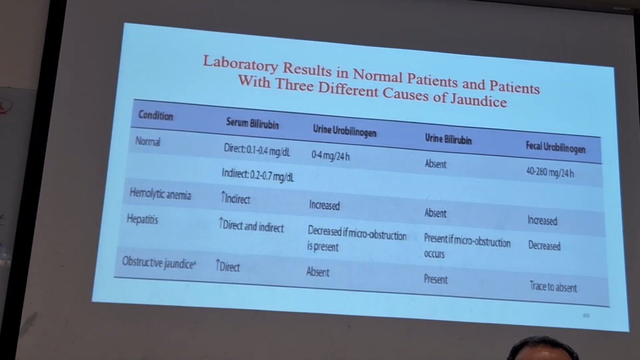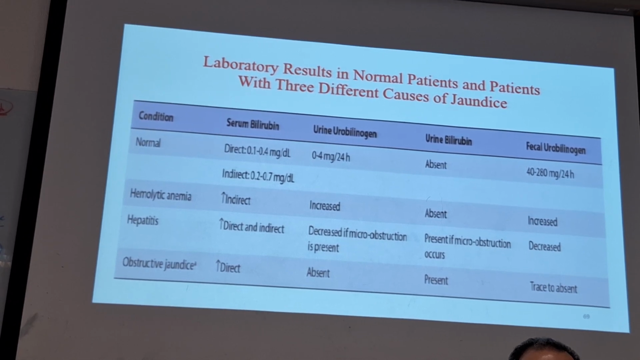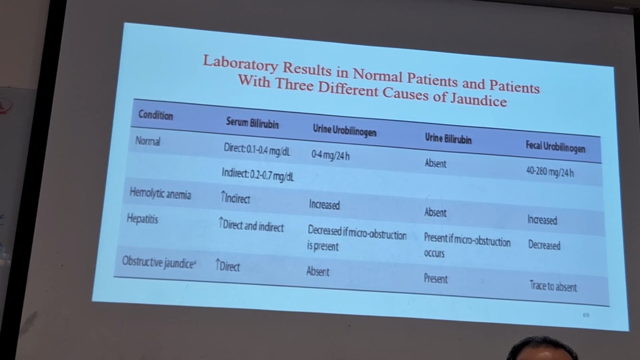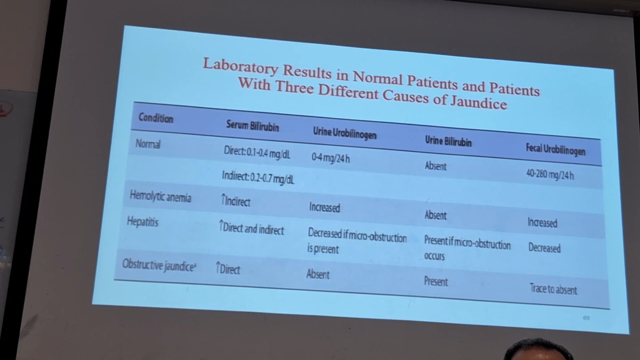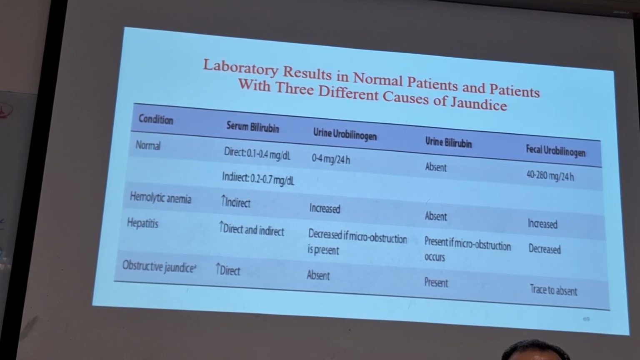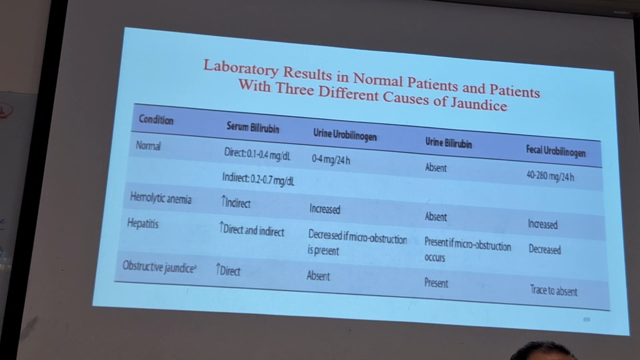You can look at this table. In normal people, serum bilirubin indirect and direct, urine urobilinogen per 24 hours are normal, urine bilirubin is absent, and fecal urobilinogen is visible. But in hemolytic anemia, indirect is increased, urine urobilinogen is also increased, bilirubin in the urine is absent, and fecal urobilinogen is increased.